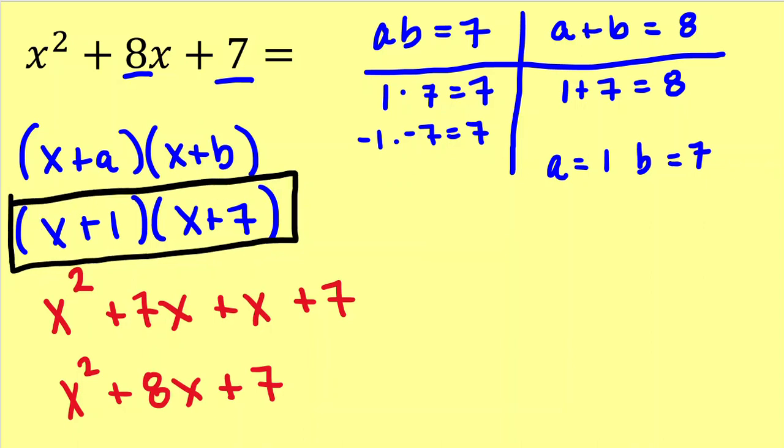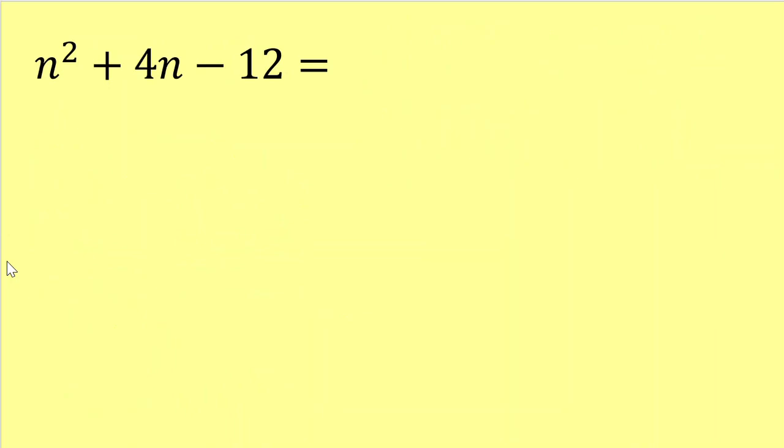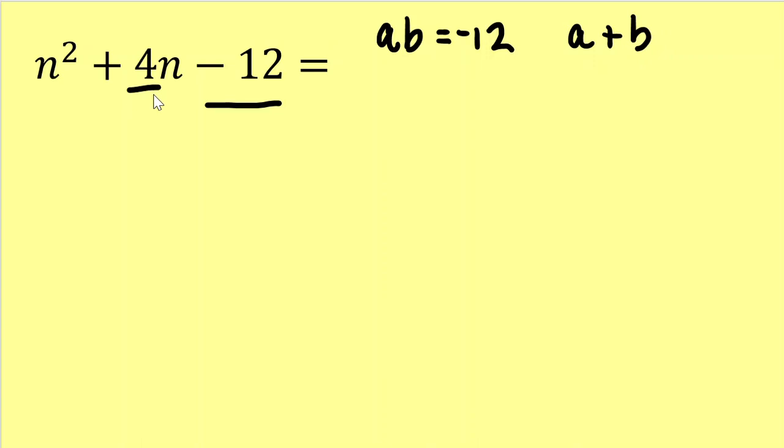Let's go ahead and do a couple more. So here we have n squared plus 4n minus 12. Well, we're going to be looking for all the values that we can multiply together that give us negative 12. Again, that was a times b is equal to negative 12. And we're also looking for the values a plus b from our factors that add to this 4.